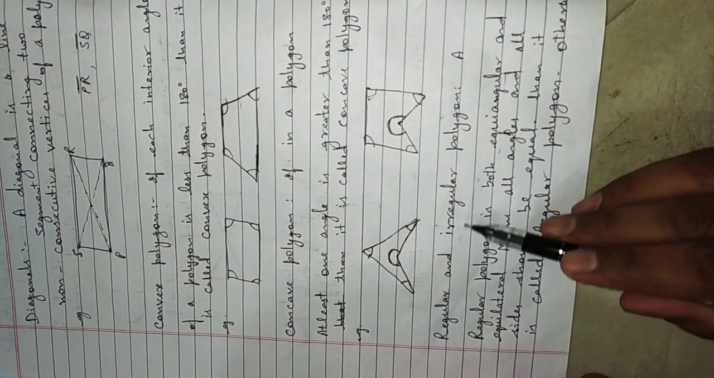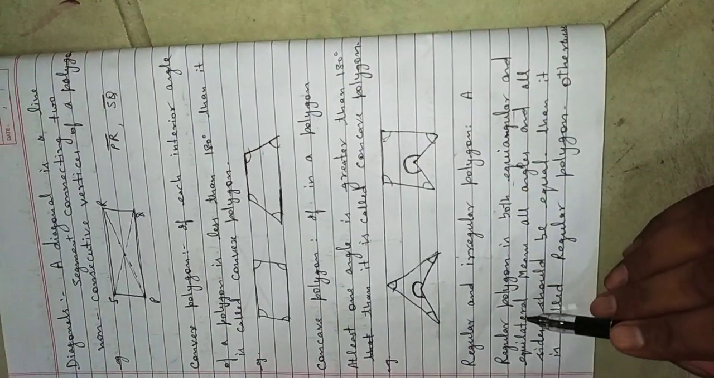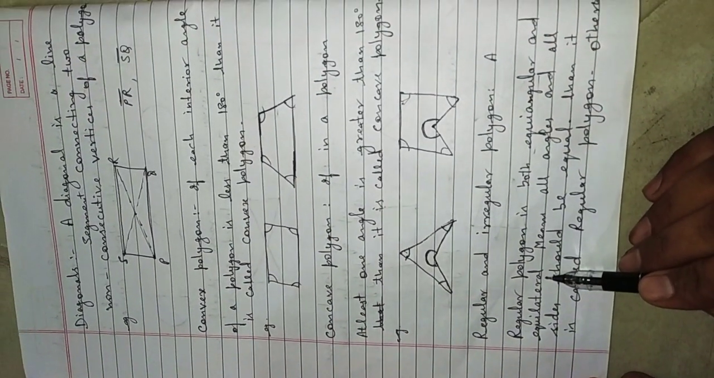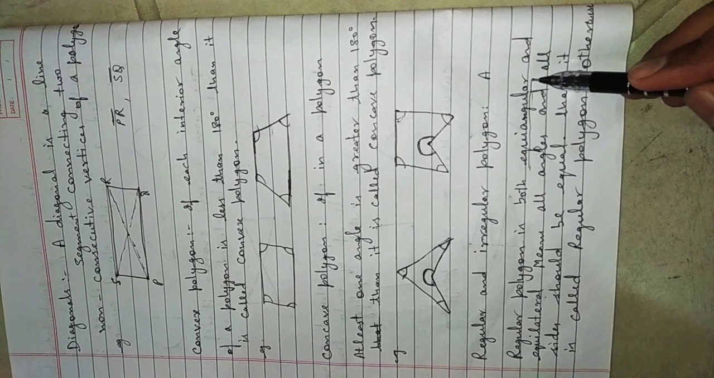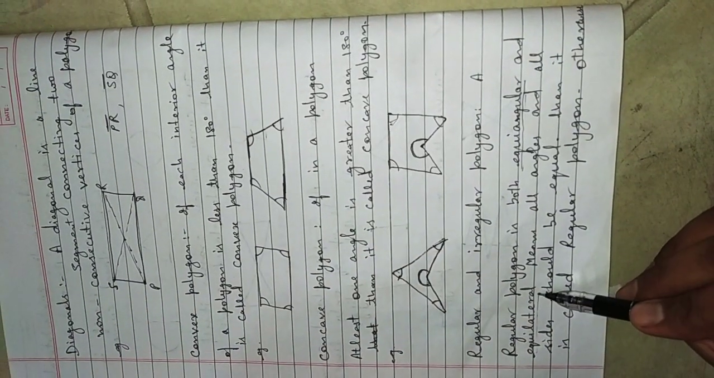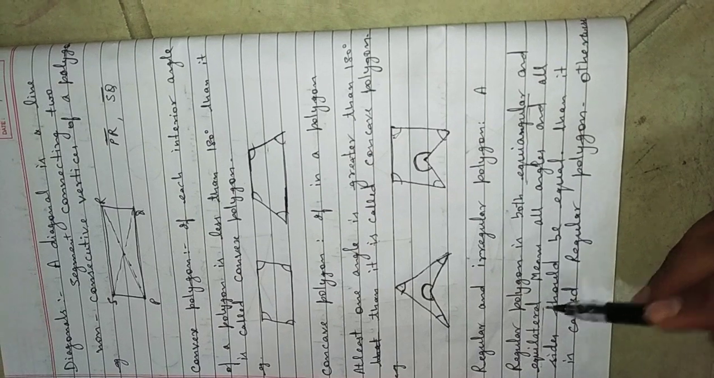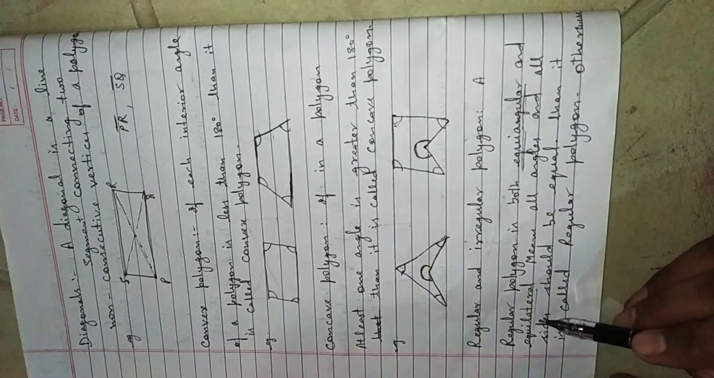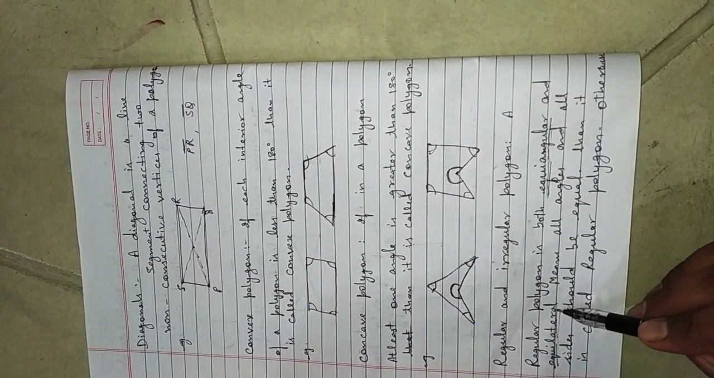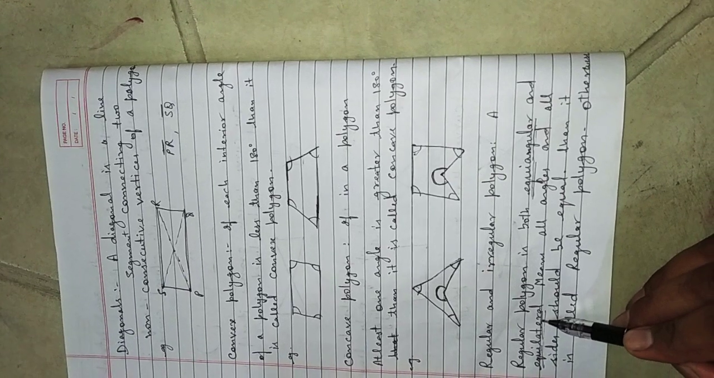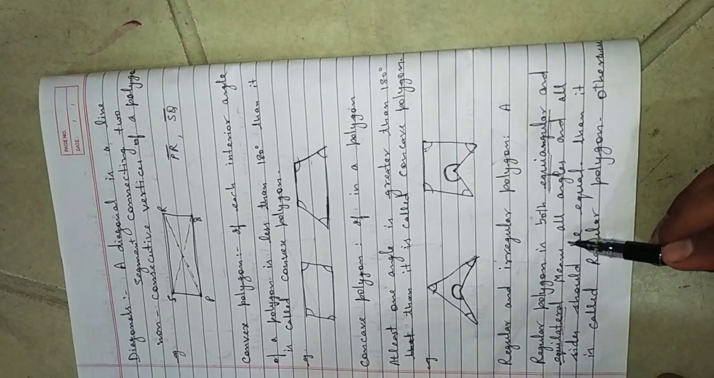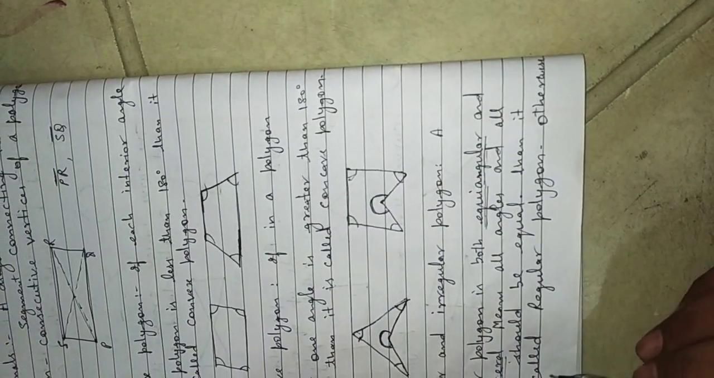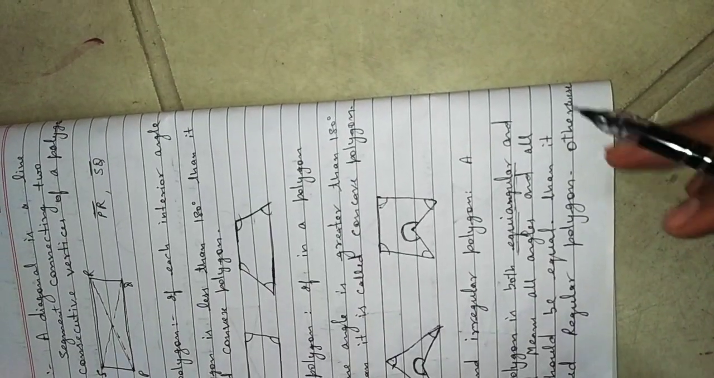Now what are regular and irregular polygons? A regular polygon is both equiangular and equilateral. Equiangular means all angles are equal, and equilateral means all sides are equal. Equi means equal, angular means angle, so all angles are equal. Equi means equal, lateral means side, so all sides are equal. If in a polygon all angles are equal and all sides are equal, then it is called a regular polygon. Otherwise it is an irregular polygon.